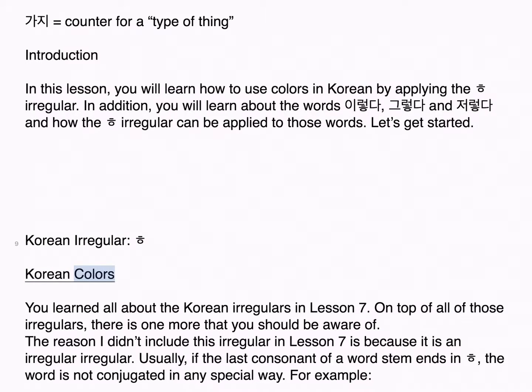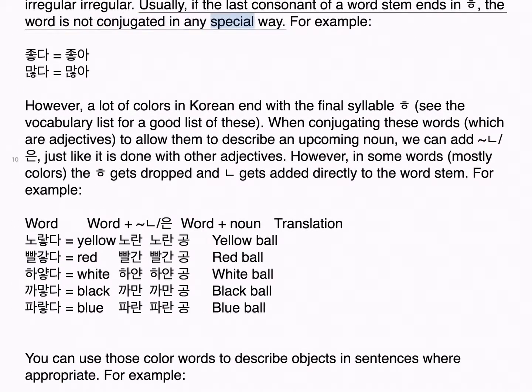Korean ㅎ irregular. You learned all about the Korean irregulars in Lesson 7. On top of all of those irregulars, there is one more that you should be aware of. The reason I didn't include this irregular in Lesson 7 is because it is an irregular. Usually, if the last consonant of a word stem ends in ㅎ, the word is not conjugated in any special way. For example, 좋다, 좋아, 많다, 많아. However, a lot of colors in Korean end with the final syllable ㅎ. See the vocabulary list for a good list of these.